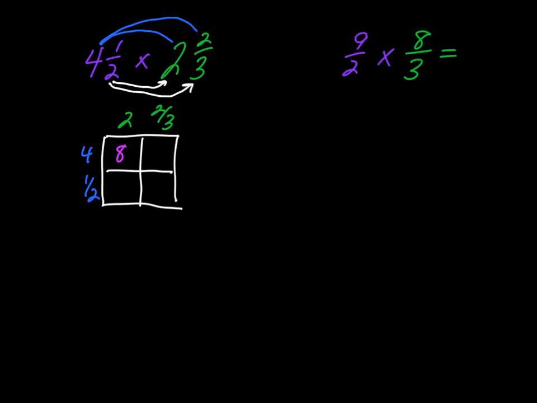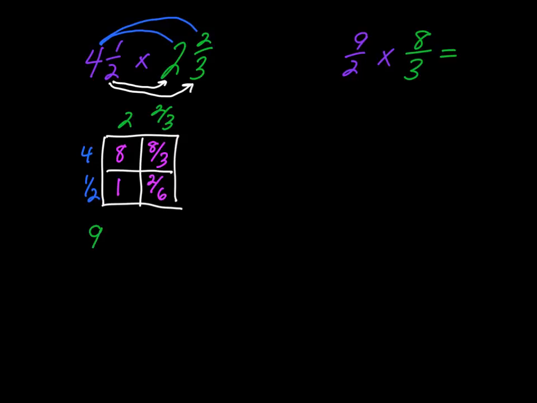4 times 2 is 8, and 4 times 2/3 is 8/3. 1/2 times 2 is 1. 1/2 times 2/3 is 2/6. Now what we have to do is we just have to add all this up. There's so many different ways even to go from here to the end. 8 plus 1 is pretty easy, that's 9.